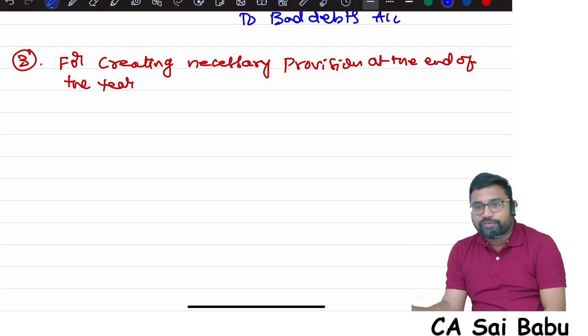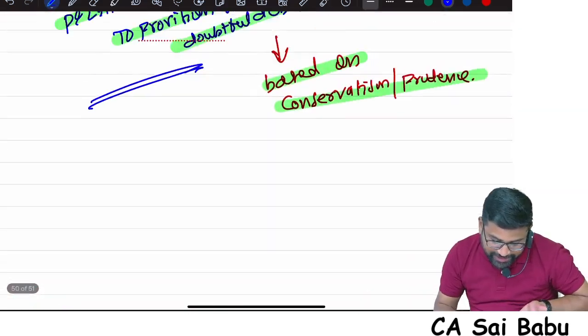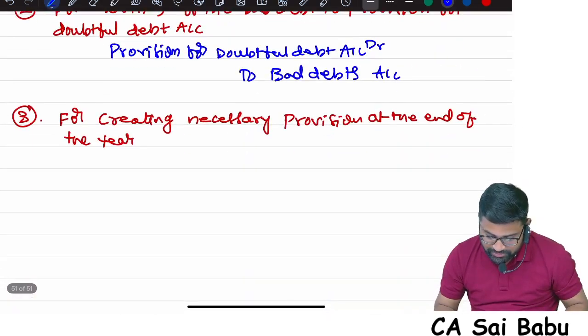P&L to provision. P&L to provision. Already explained here. For creation of provision, what is the entry? P&L to provision for doubtful debts.